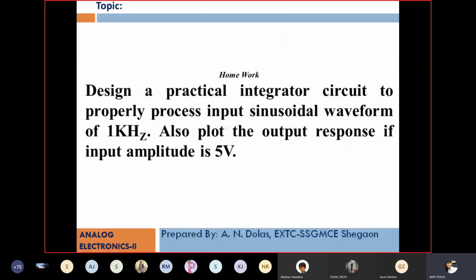This will be the homework. Design a practical integrator to properly process an input sinusoidal waveform of 1 kilohertz. Also plot the output response if the amplitude is 5 volt. So ये आपको solve करना है.